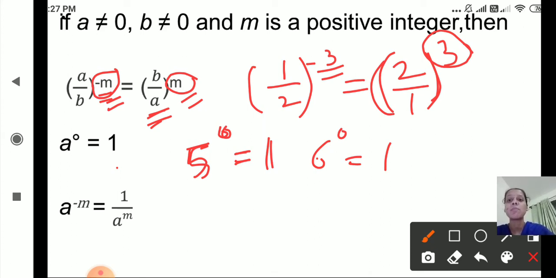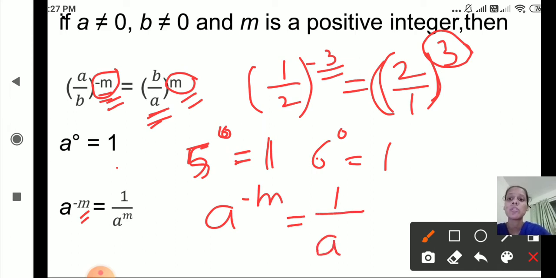Now the last formula, that is a raised to minus m is equal to, now suppose we have to write this index in positive form. So how will you write it? A raised to minus m, we have to convert this into positive form. So you will write it like this, 1 upon a raised to m. So it becomes positive now.